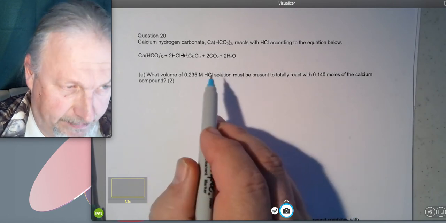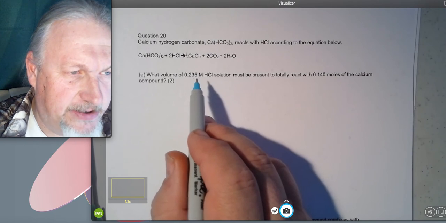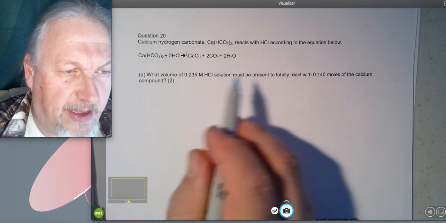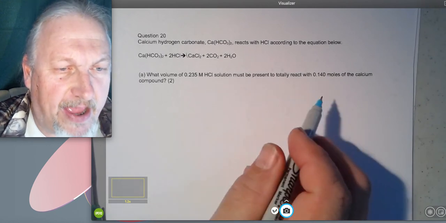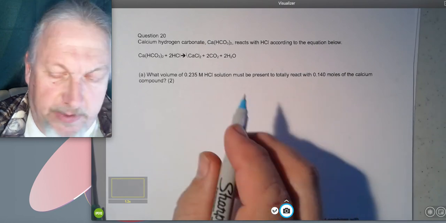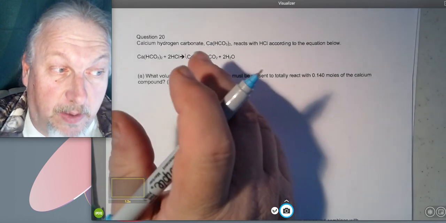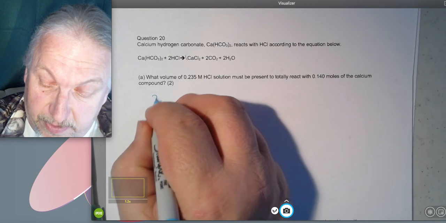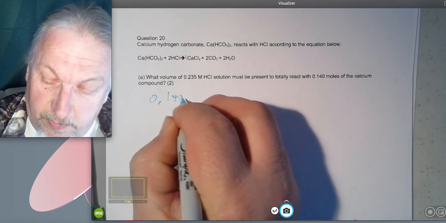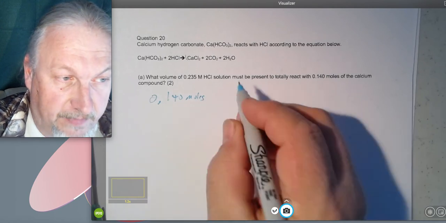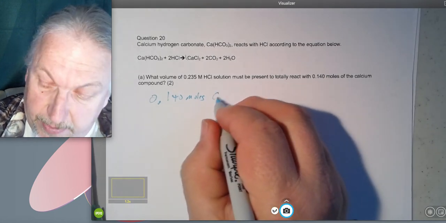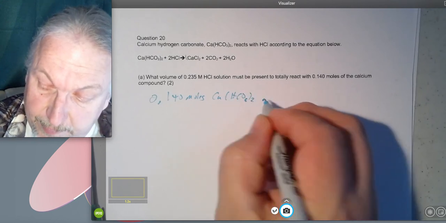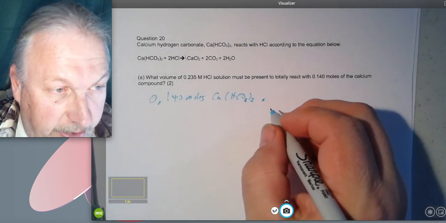Sounds hard. It really isn't. Let's not worry about this right now. Let's figure how many moles of hydrochloric acid we've got to have to react with that many moles of the calcium compound. So it gives me moles. The good news is I don't have to convert to grams right now. So I've got 0.140 moles of the calcium compound, which is the calcium bicarbonate, Ca(HCO3)2.